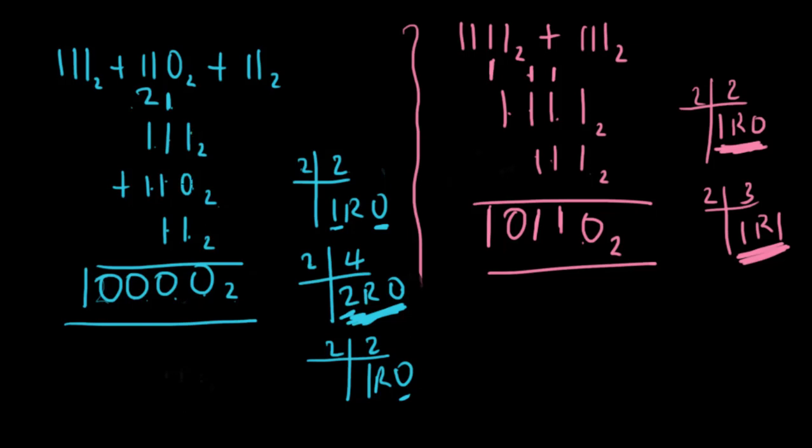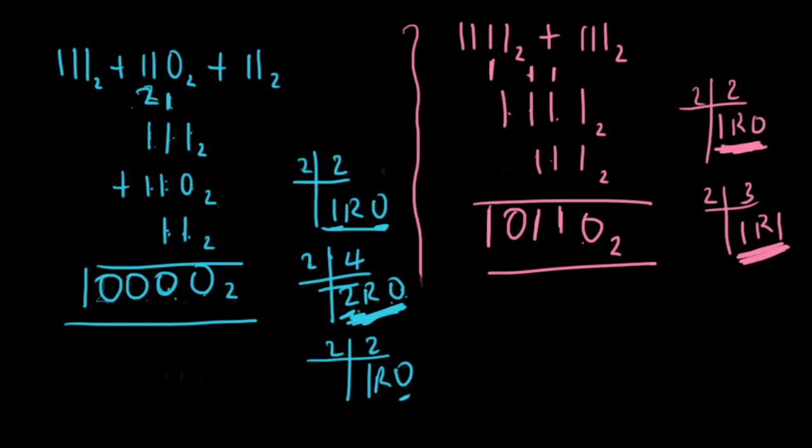1 plus 0 is 1. Plus 1 is 2. We can't write 2. We divide. We got 1 remainder 0. We write 0. We carry 1. Do you understand? Now we have 1 plus 1 is 2. 2 plus 1 is 3. 3 plus 1 is 4. I can't write 4. So I divide. When I divide, I got 2 remainder 0. I write 0. And then I carry 2.